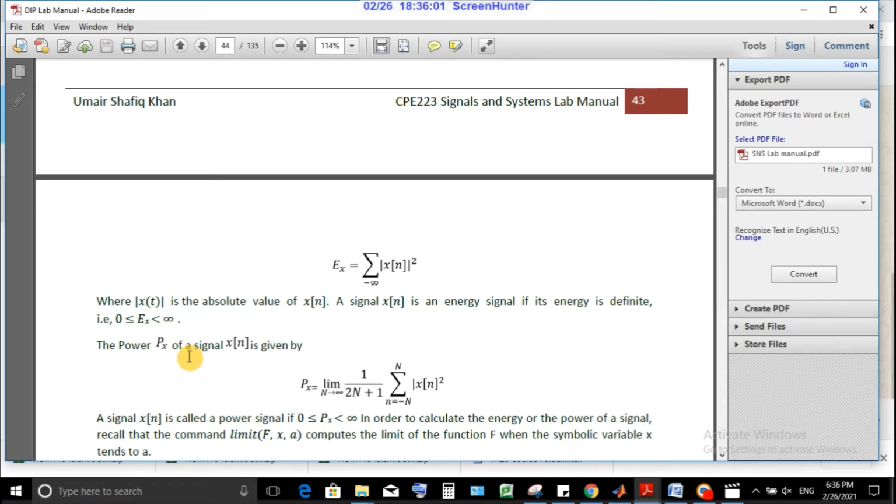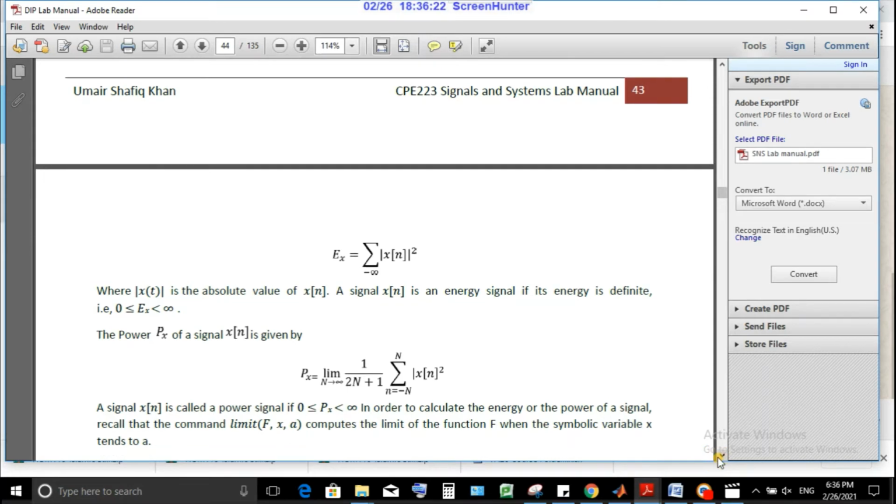The power Px of a signal x[n] is given by this formula. A signal x[n] is called a power signal if its Px is greater than or equal to 0 and less than infinity. In order to calculate the energy or the power of a signal, recall that the command limit(f, x, a) computes the limit of the function f in the symbolic variable x as x tends to a.